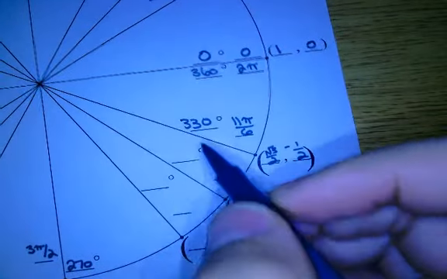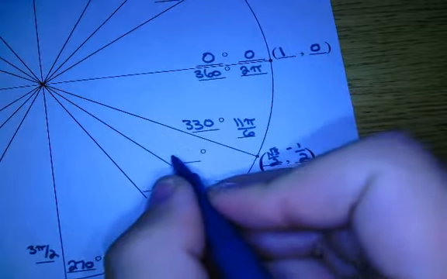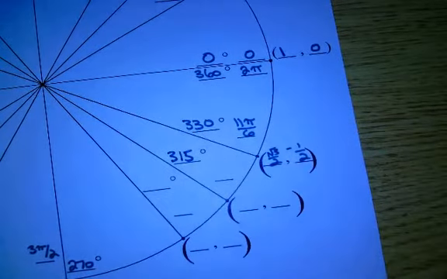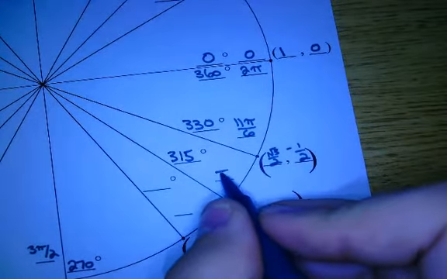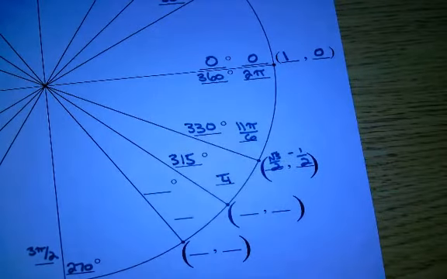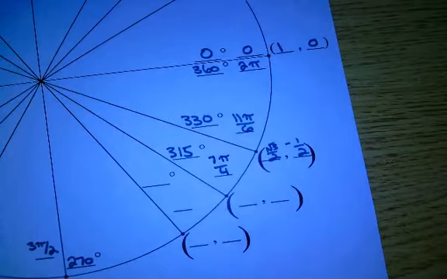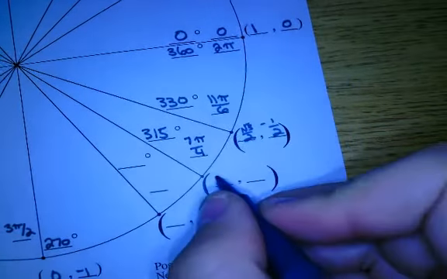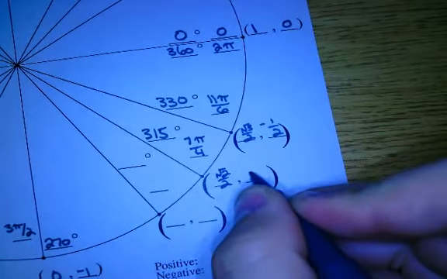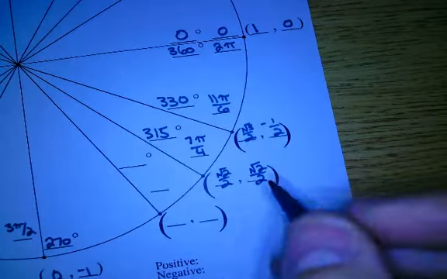Okay, going backwards again, this degree value is going to be 315. This is going to be something over 4. What's the highest value of 4 that's below 2 pi? 7. So this is going to give me a root 2 over 2 and a root 2 over 2. Which one is negative?